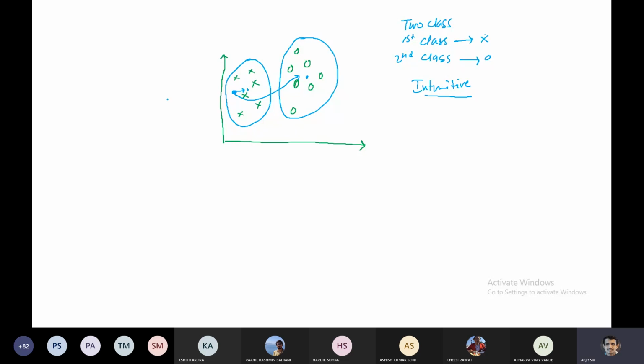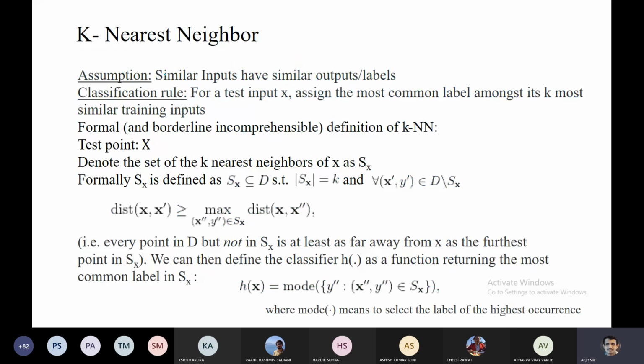But this is intuitive, fine, but this only happens under some assumption. So what is the assumption? The assumption is that similar inputs have similar output labels. Similar in what sense? That means this is a kind of Euclidean distance, or, I should not say Euclidean, some sort of distance.